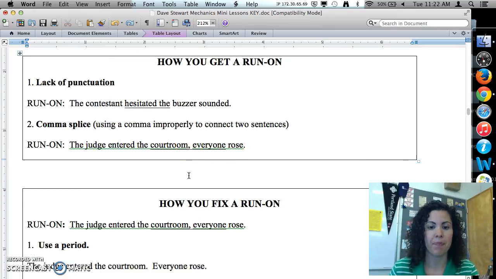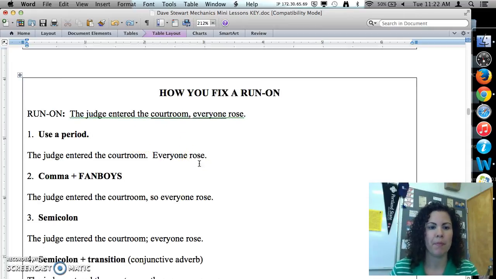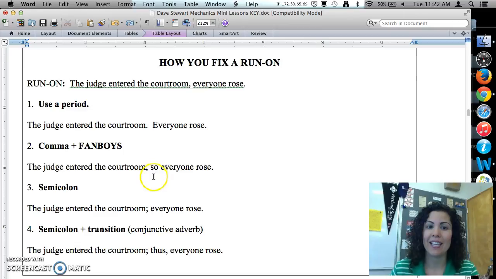So how do we fix it? A couple different ways. The first way is to simply use a period. The judge entered the courtroom. Period. Everyone rose. Great, no problem. We could also add the FANBOYS word with our comma. The judge entered the courtroom, comma, so everyone rose.